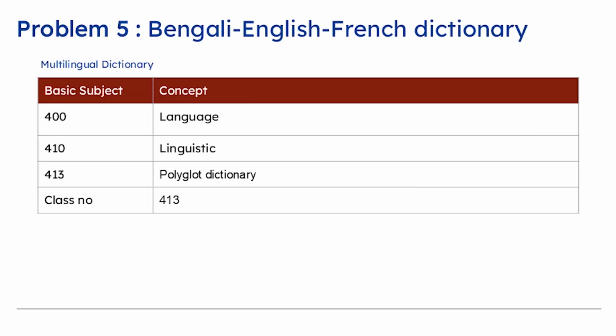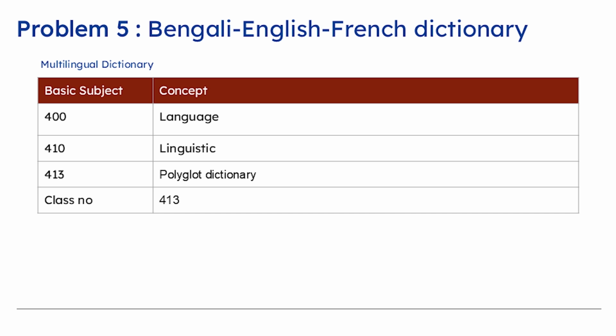Next, we will go to another class number, another problem, that is problem 5. Problem 5 is a different type of dictionary: Bengali, English and French. So this is a language dictionary. Certainly the main class will be 400. Accordingly, we will go to 400.